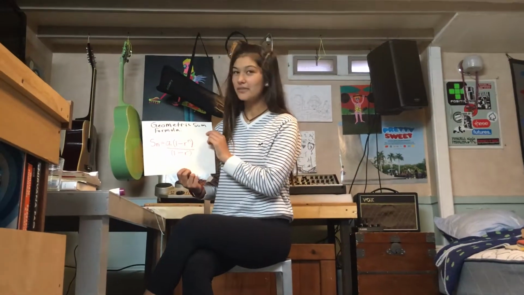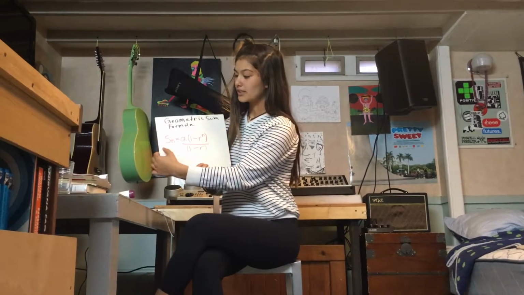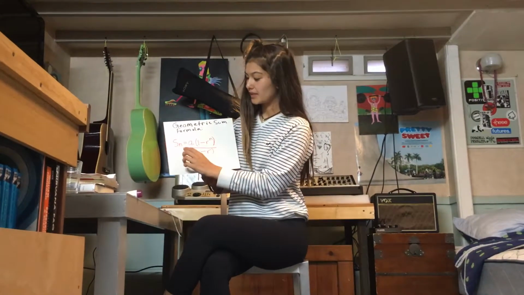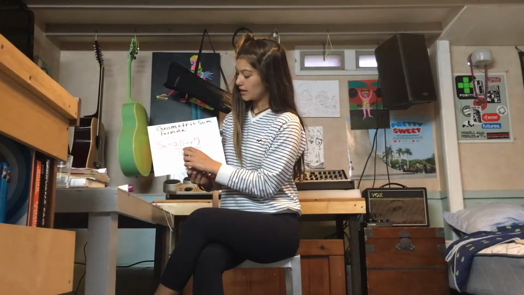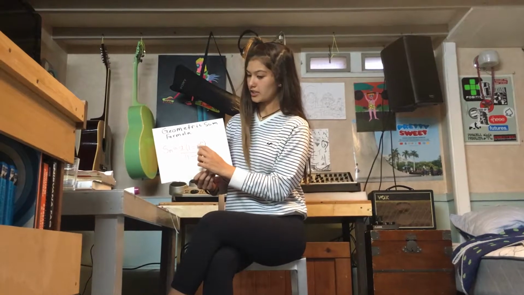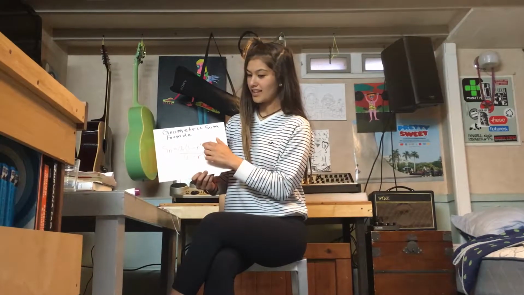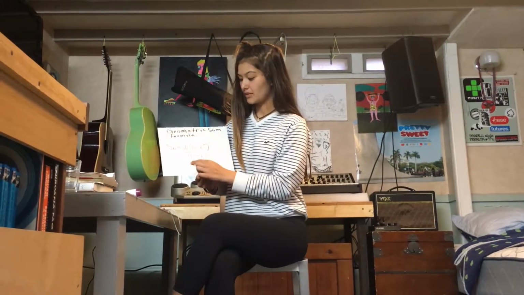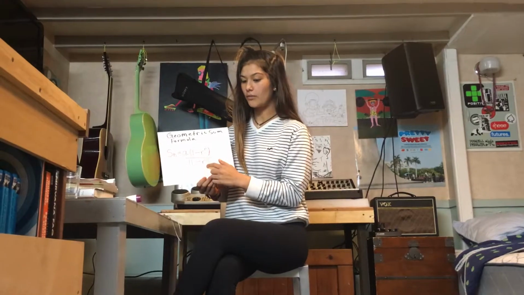Okay, so this is the geometric sum formula, which is the series of n, number of terms we're looking for, equals a sub 1, which is the first term of the sequence, times 1 minus the common ratio, which is r, and then the exponent is the number of terms we're looking for. All over 1 minus the common ratio r.